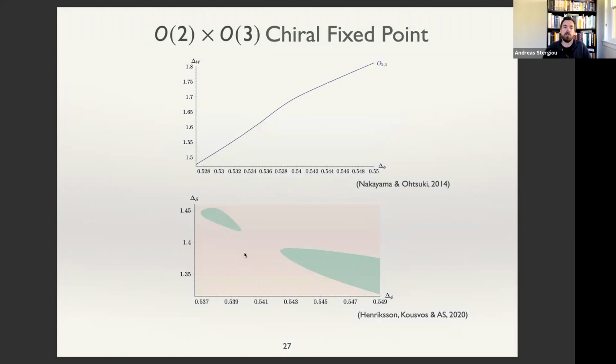So let me now show you some results. Sorry, was there a question? No. Let me show you some results about the O2 times O3 theory.